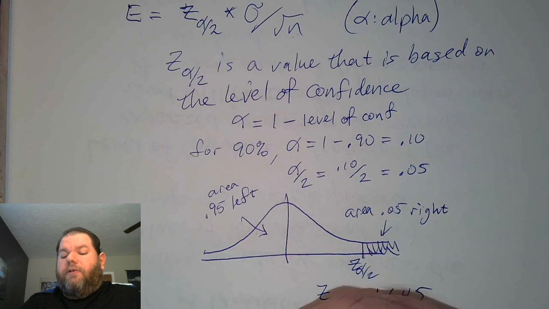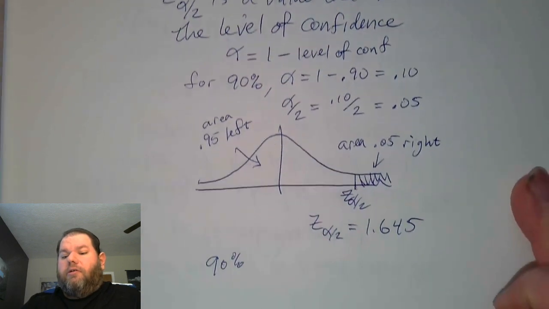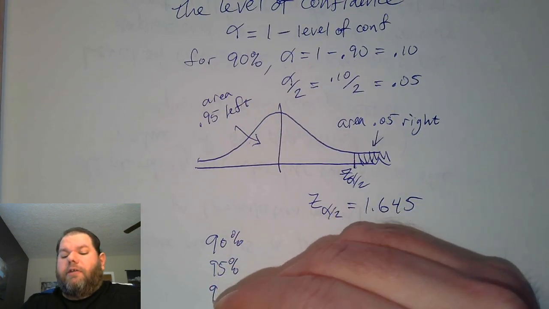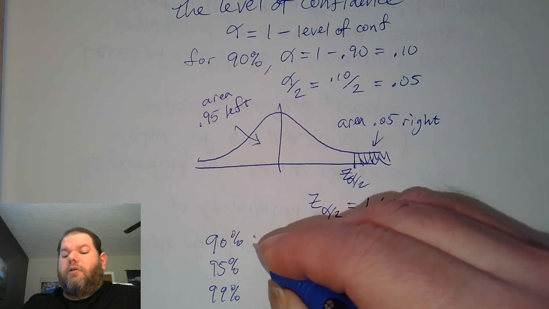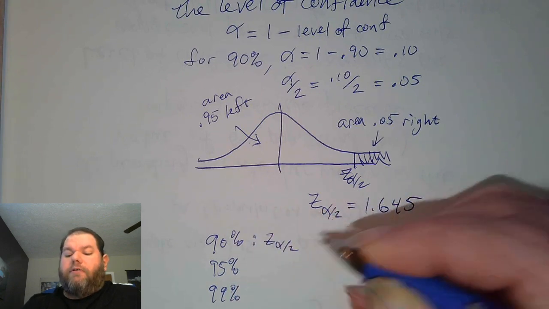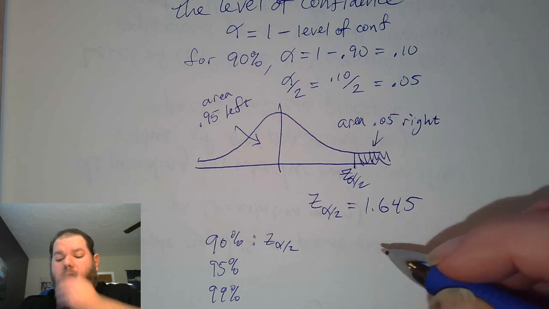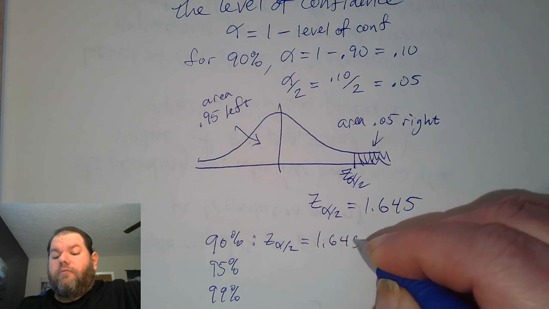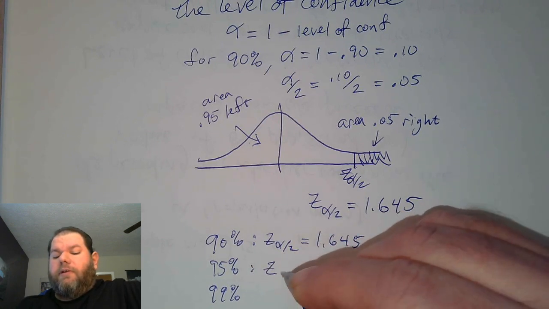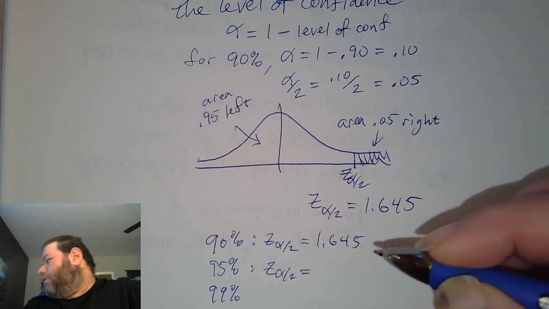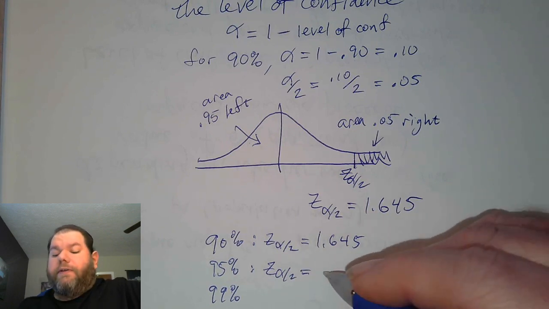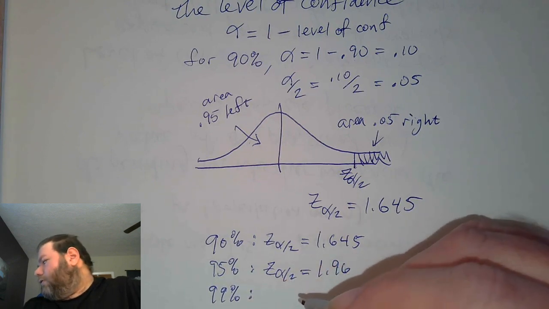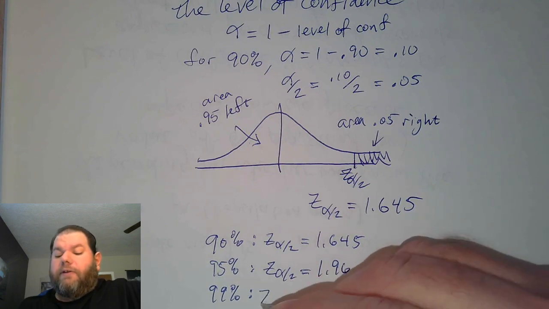We have 90%, 95%, and 99%. So we just found 90%, that's 1.645. For 95%, that is 1.96. And for 99%, that's 2.576.